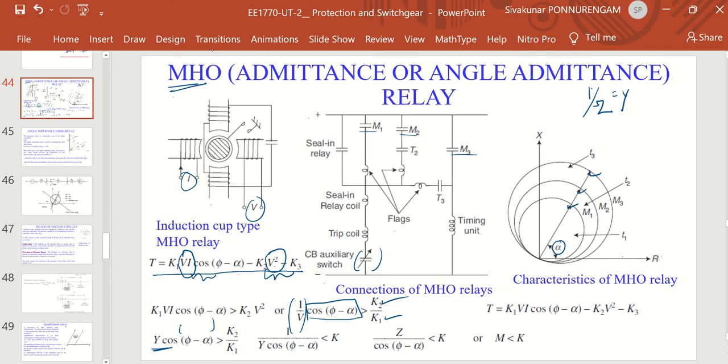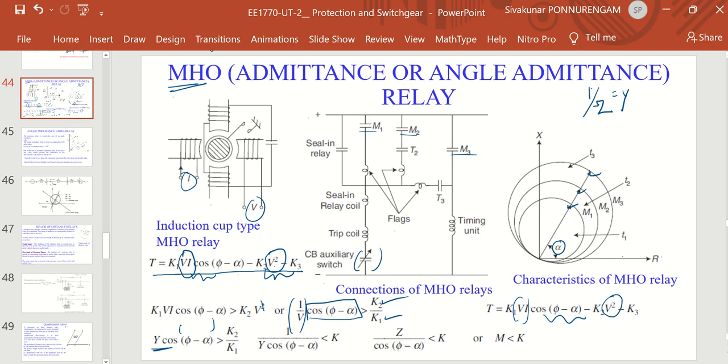So what is the torque equation of this relay? One quantity is the voltage and current, and the other quantity is the voltage square. It is also a function of cos of phi minus alpha. The trip function, the basic equation, is Y into cos of alpha, which means VI cos of phi minus alpha. We omit the square term.